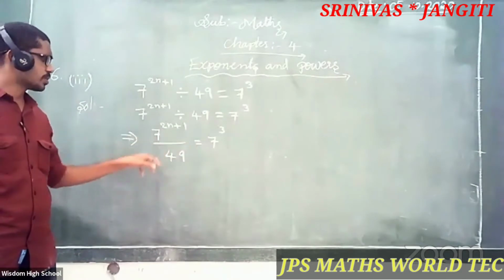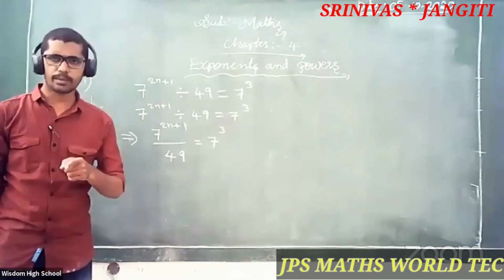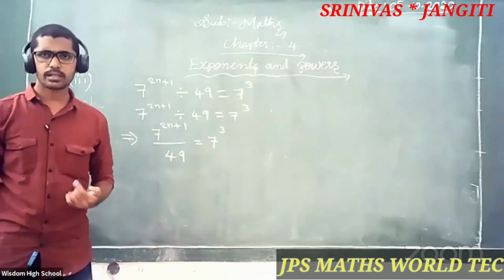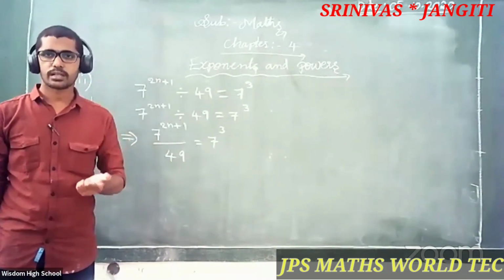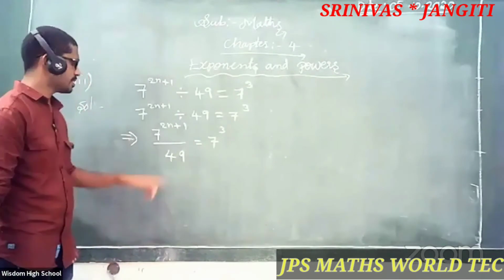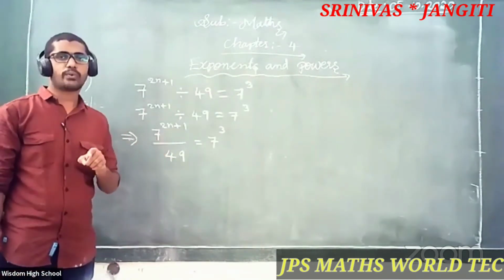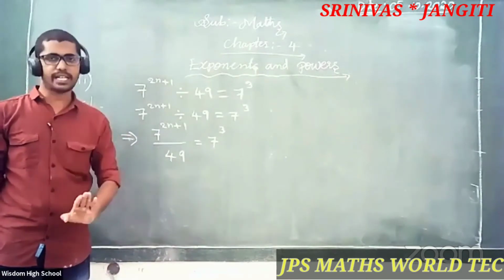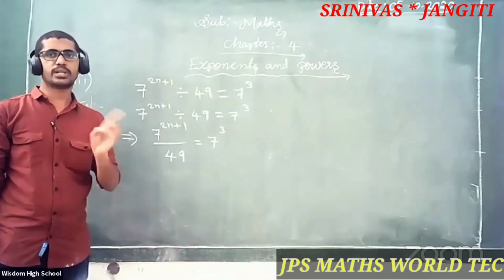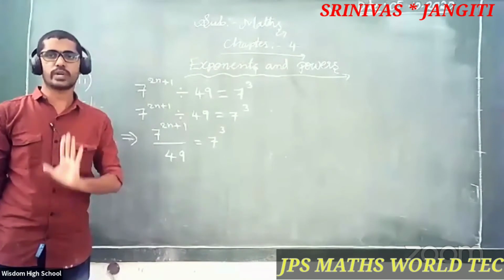Is there any chance to write this 49 like a 7? Come on, tell me. Your 49. We can also write it as 7 what? Yes, very good, student. 7 square. Why? 7 sevens are 49. That's why 7 into 7, which means 7 square only now.